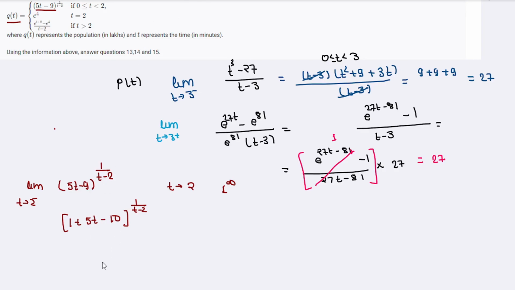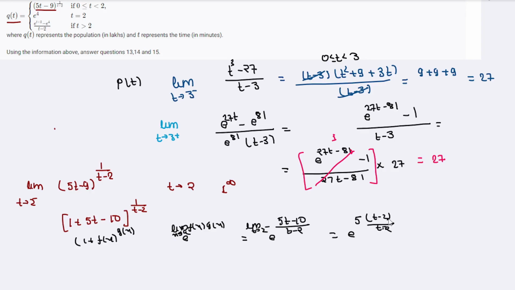So it is in the form of (1 plus f of x) to the power g of x. So its limit is e to the power f of x times g of x, and we will compute the limit at that particular point. So it will be equal to e to the power (5t minus 10) divided by t minus 2, where the limit is t tends to 2 minus. So 5t minus 10 is 5 times t minus 2, so the factors will balance each other. So it gives e to the power 5. At t equal to 2, it is equal to e to the power 4.